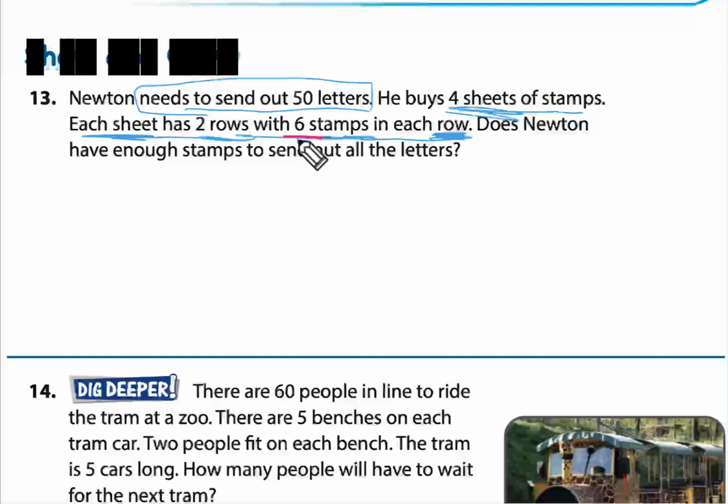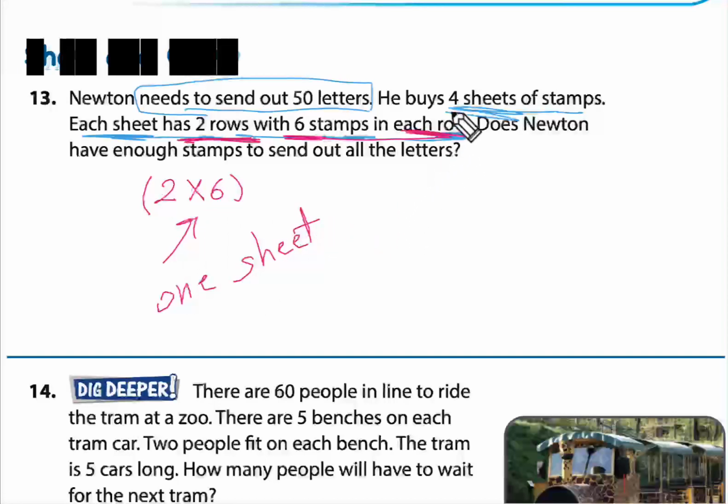We have 6 stamps in each row, so we should repeat this 6. How many rows do we have? We have 2 rows. So we should repeat the 6 2 times. So it's 2 multiplied by 6. So this is for 1 sheet. And how many sheets do we have?